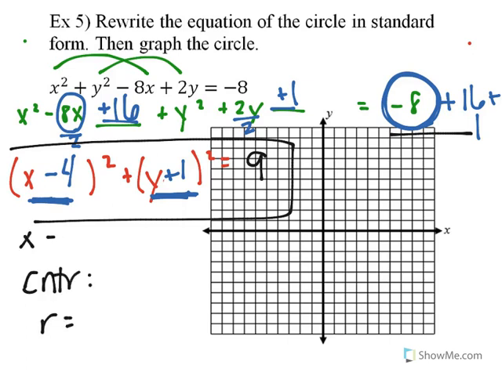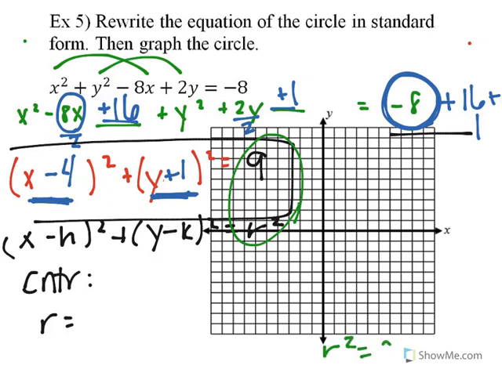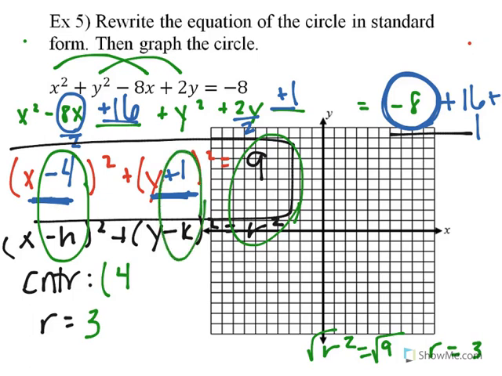Well, remember, this equation is x minus h squared plus y minus k squared equals r squared. So if r squared is equal to 9, then I could take the square root, and r is really 3. So my radius is 3. Now my center, if I set these equal, -h is equal to -4, so that means h is equal to +4. Negative k is equal to +1, divide by -1, so k is actually -1.